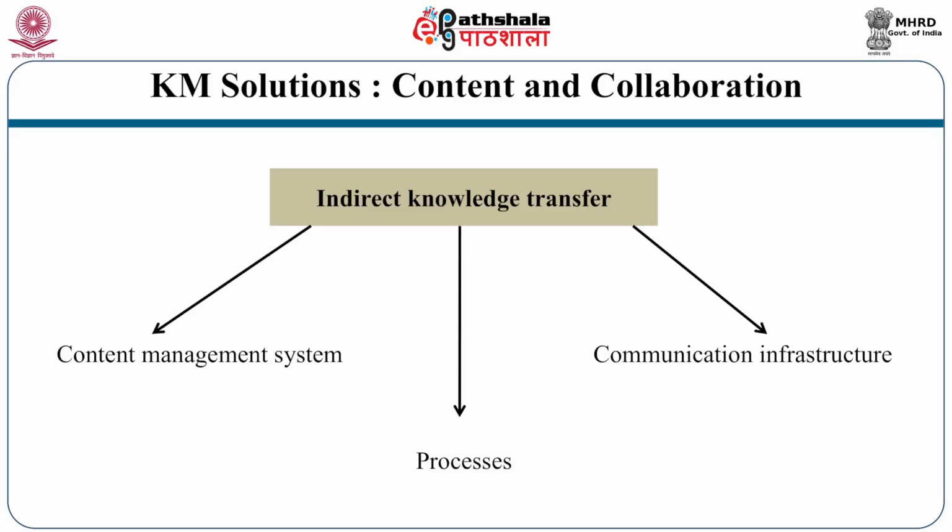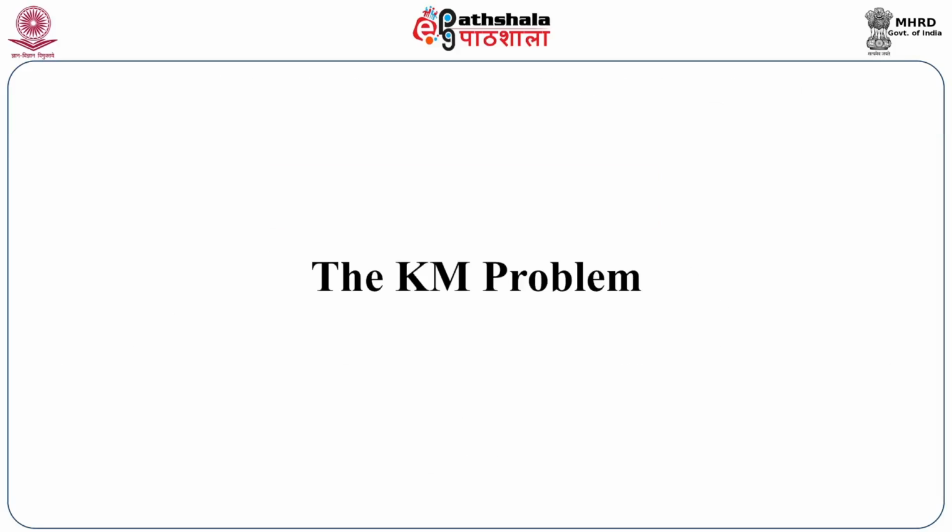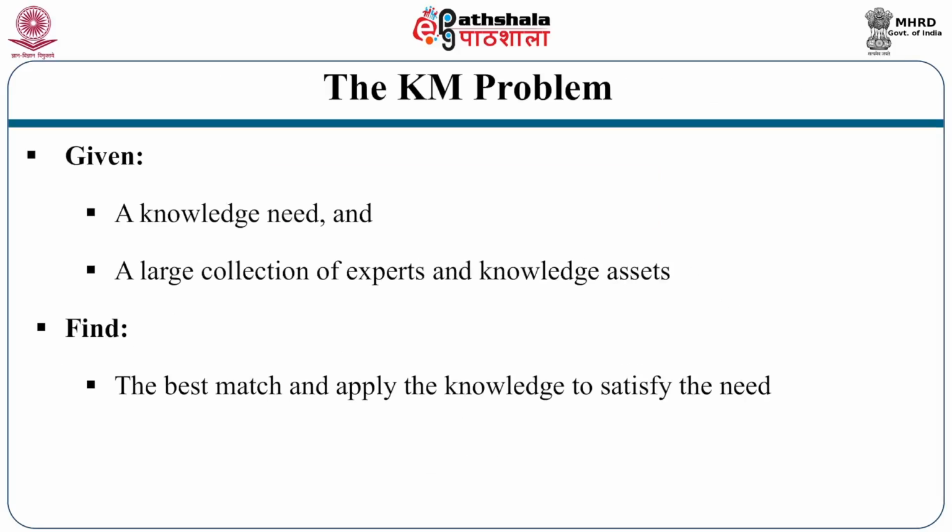So, to summarize what I have said so far, knowledge management is a problem where, given a knowledge need, somebody needs to know something. Among all the sources of knowledge that are available, which may be in the form of thousands or millions of pieces of documents, books, articles and so on, plus thousands of people who have their own skill sets, their own knowledge and experiences, how do I find the best match? How do I find the best match to satisfy a given knowledge need?